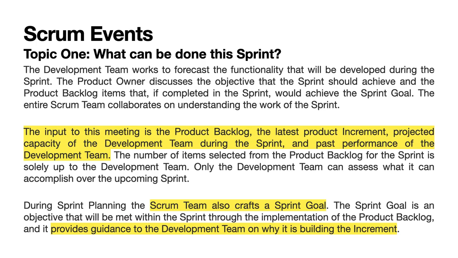During sprint planning, the Scrum team also crafts a sprint goal. The sprint goal is an objective that will be met within the sprint through the implementation of the product backlog, and it provides guidance to the development team on why it is building the increment.